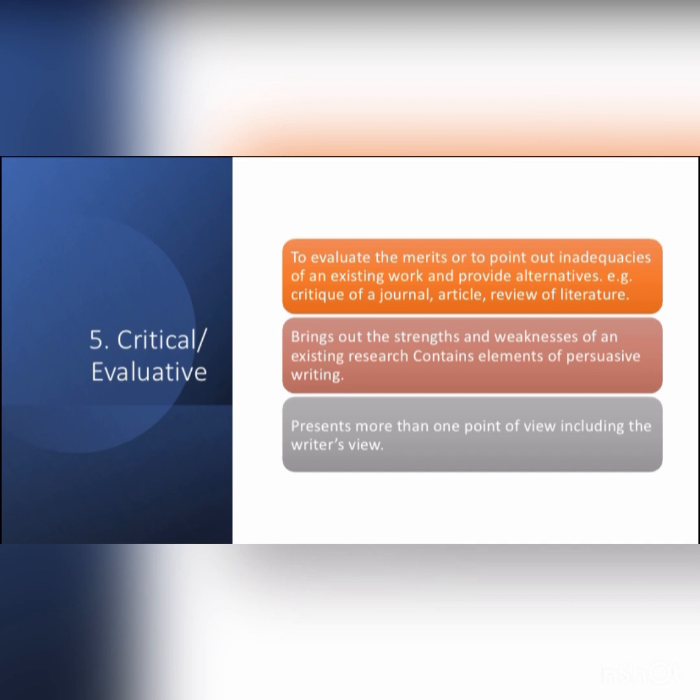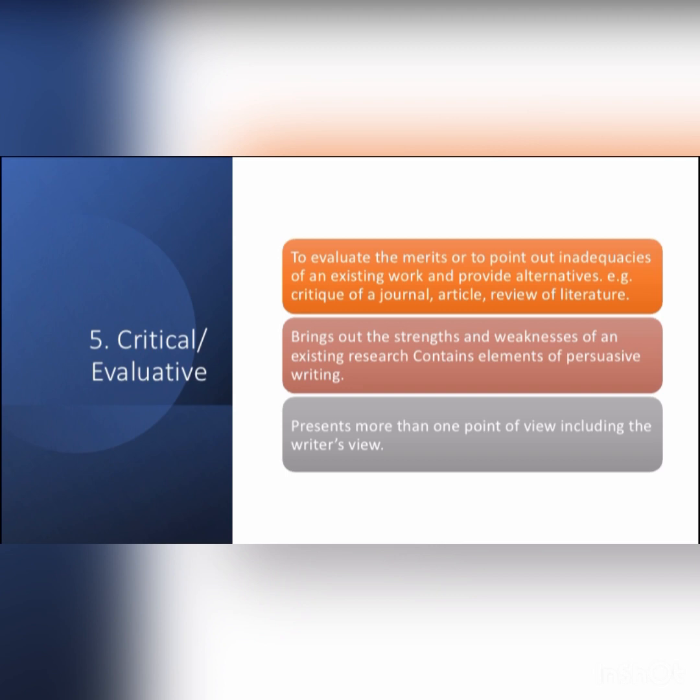You are evaluating something. Brings out the strength and weaknesses of an existing research. It contains elements of persuasive writing. So it is talking about an existing product. So we are reviewing or we are critically analyzing a research, a previous research or a previous product or an existing product or research.